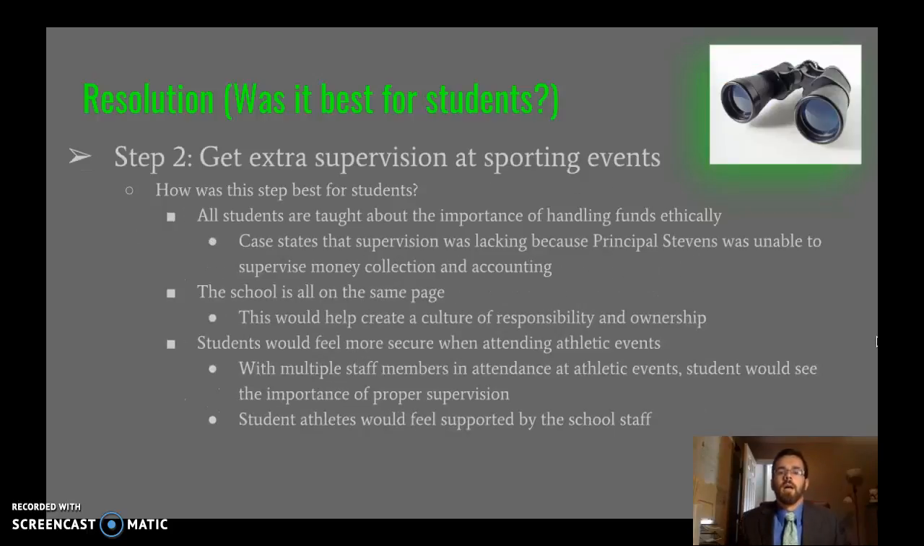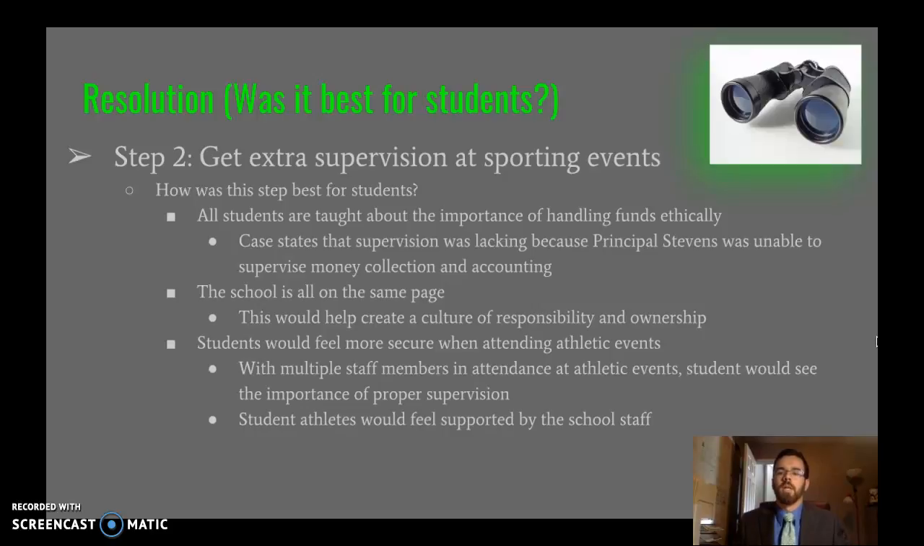Step number 2, get extra supervision at sporting events. How is this best for students? All students are taught about the importance of handling funds ethically, and you can't do that with just one person. The Moore District case states that supervision was lacking because Principal Stevens was unable to supervise money collection and accounting. Secondly, the school is all on the same page. This would help create a culture of responsibility and ownership.